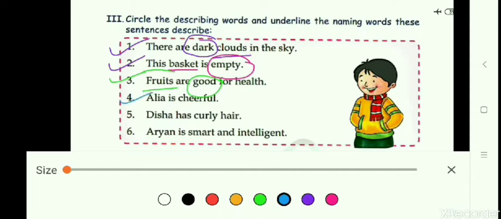Alia is cheerful. Now here, cheerful is the describing word. This describing word describes Alia. Alia is the noun. Okay. How is Alia? Alia is cheerful. The word cheerful is describing Alia. Number 5.